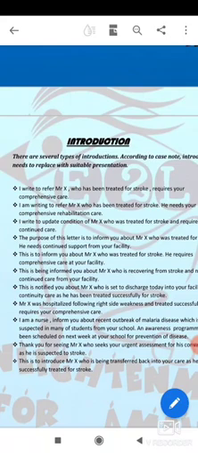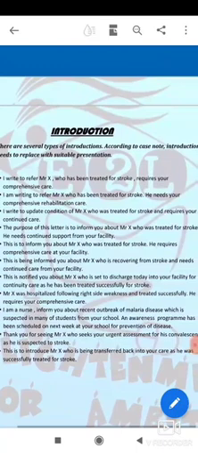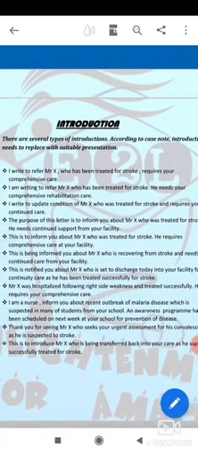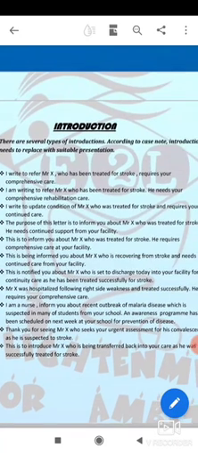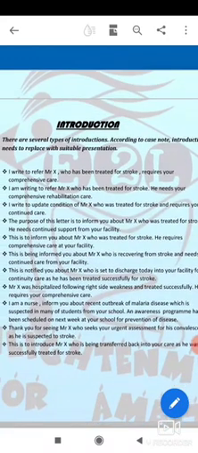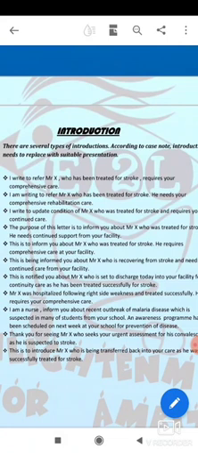Alright, now we'll move to the second type of introduction. I am writing to refer Mr. X, who has been treated for stroke, full stop. He needs your comprehensive rehabilitation care. In this introduction we didn't use a comma before "who", because we completed our first sentence with "stroke", and after that we start a new sentence: He needs your comprehensive rehabilitation care. Alright, so these two introductions are the same, there is not much difference. You can follow either "I write to refer" or "I am writing to refer".